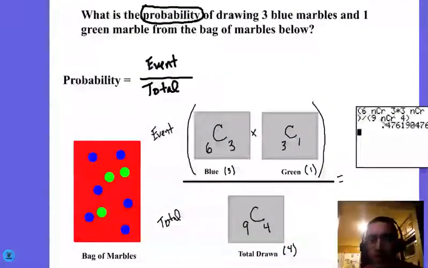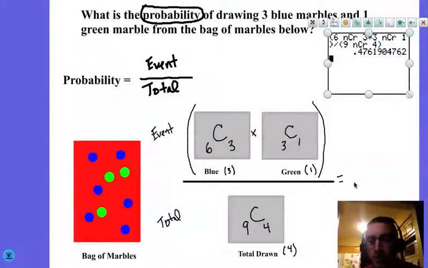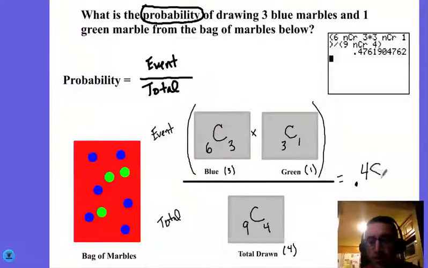And remember, our answer we want to write in decimal form, rounded to the nearest hundredth. So a 0.48 or 48% chance of drawing 3 blue marbles and 1 green. Awesome lesson.